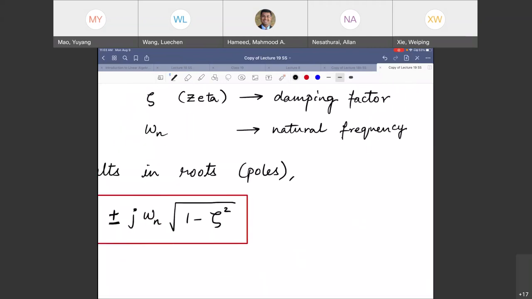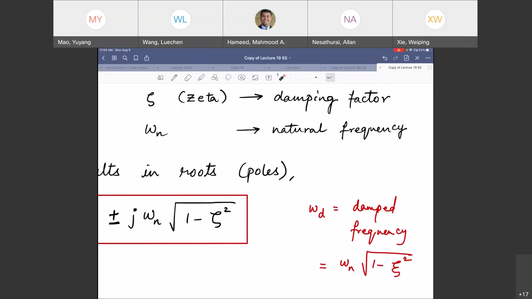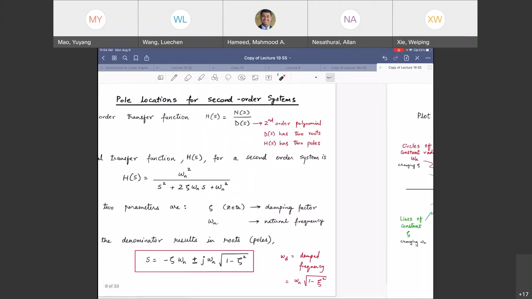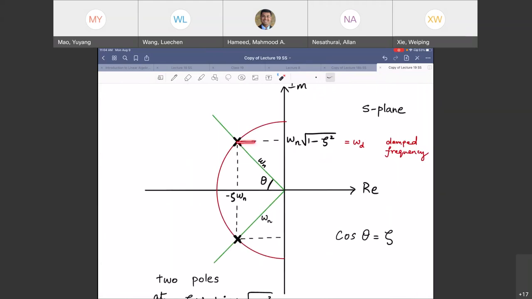Actually, omega n is called the natural frequency, but when the oscillations are damped, they oscillate at a different frequency. It's called damped frequency. You guys must have seen this in circuits, maybe, which is called omega d. Omega d is damped frequency. It's actually related to omega n by omega n times the square root of 1 minus zeta squared. So this is actually omega d. So you see this? The imaginary part of this pole is omega n multiplied by the square root of 1 minus zeta squared, which is omega d. But if you just keep going on that semicircle, what is that point?